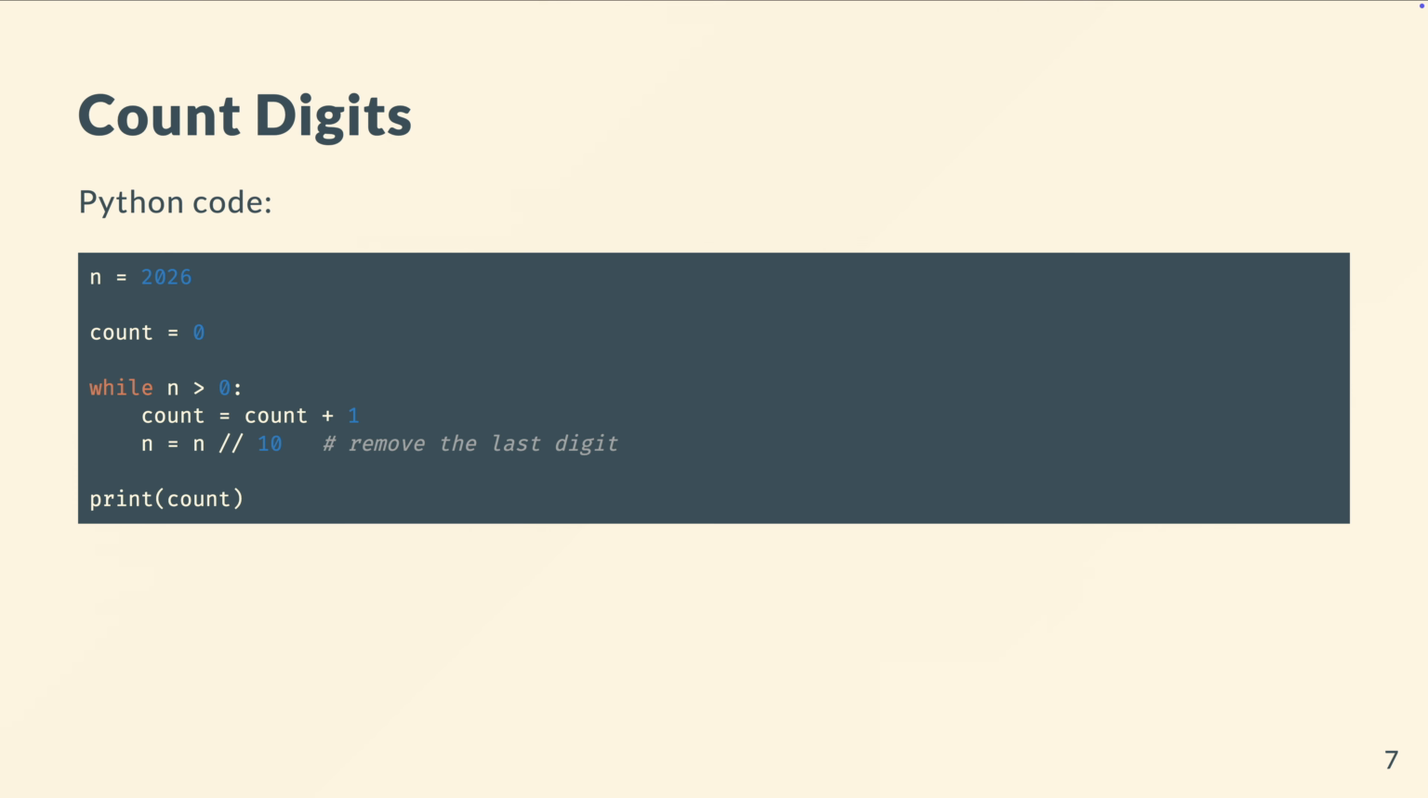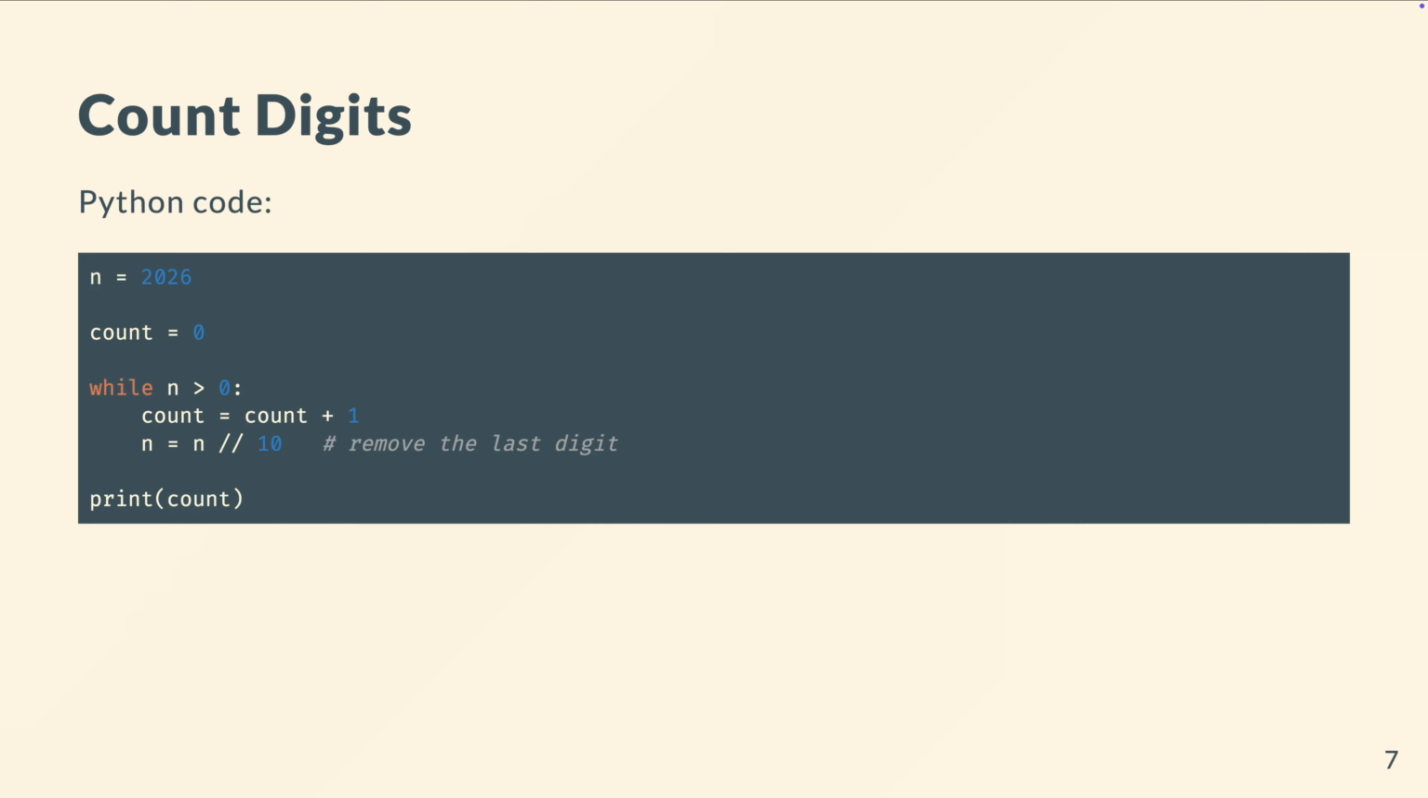Here is the Python code. Let's understand the code line by line. The input n equals 2026. We create count equals 0. Count will track how many digits we removed. Then the while loop. The loop condition is, while n is greater than 0. That means keep looping as long as there is still at least 1 digit left.